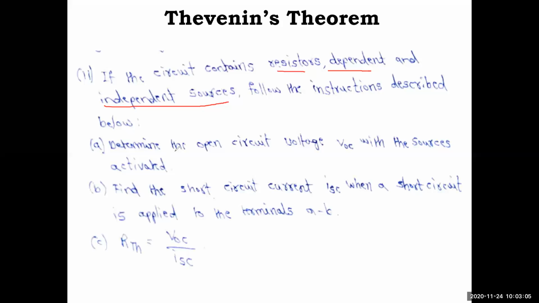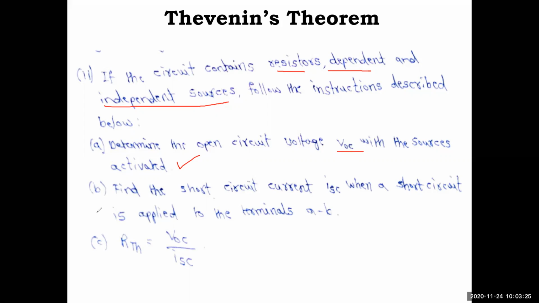First, determine the open circuit voltage VOC with the sources activated. This step has no changes: whatever you find as VTH becomes the VOC. So this step is not new; finding VTH is only the first step here.